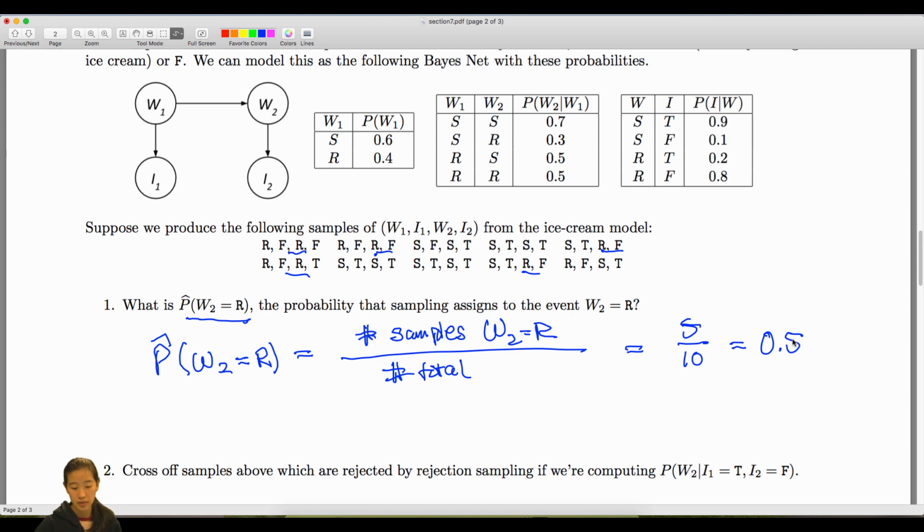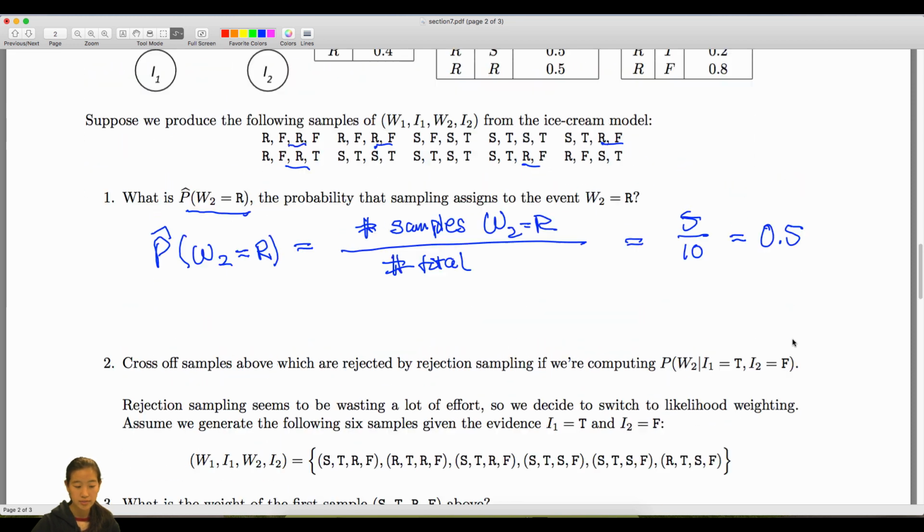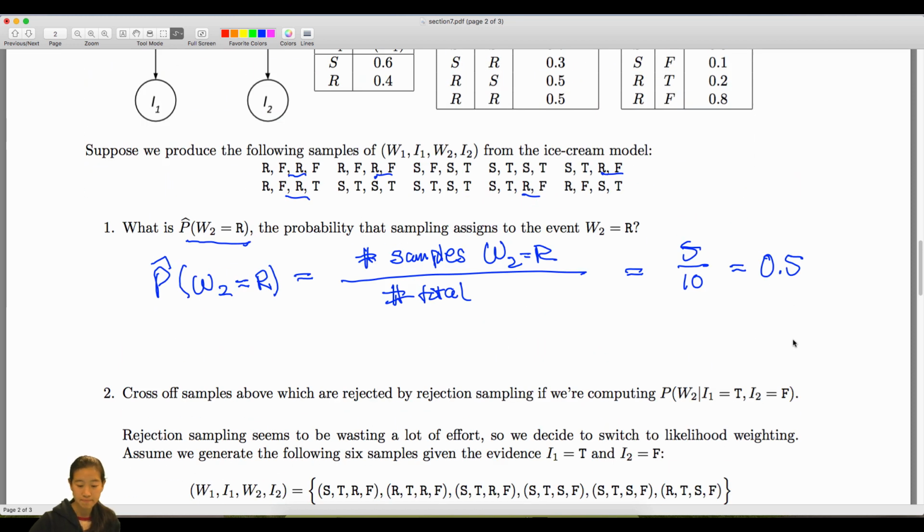Now going on to question 2, they want us to cross out all samples which are rejected by rejection sampling, and our evidence variables are these two, I1 equals T and I2 equals F. So very simply, we're just going to look at all the samples above that do not have I1 equals T and I2 equals F. This actually eliminates most of them. These don't have it. These also don't have it. These don't have it. In fact, this one has it, this one has it, and nothing else has it. So this actually gets rid of a lot of our samples, so this doesn't help us too much.